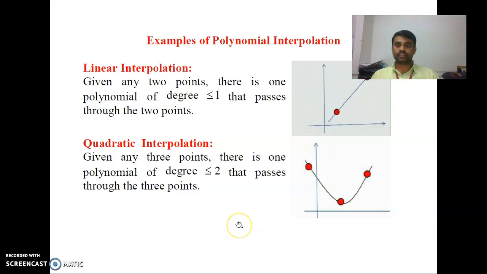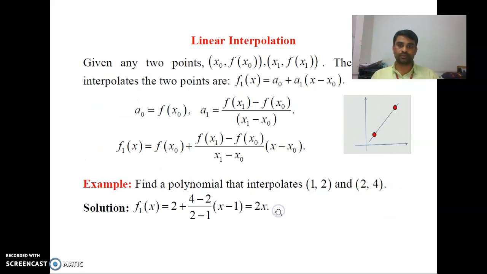Here we discuss the example of polynomial interpolation. Suppose that two data points are given, so we get the polynomial of degree less than or equal to 1, and this is a graphical representation of the polynomial of degree less than or equal to 1. And when three data points are given, then we get the polynomial of degree less than or equal to 2. This is a graphical representation of the polynomial of degree less than or equal to 2.